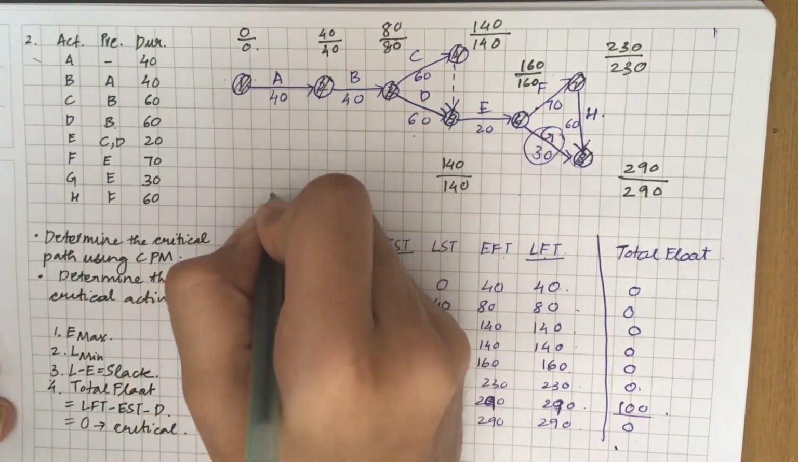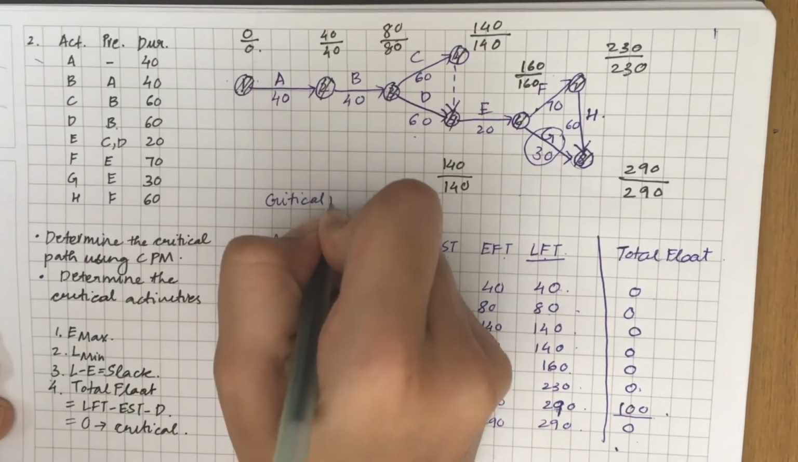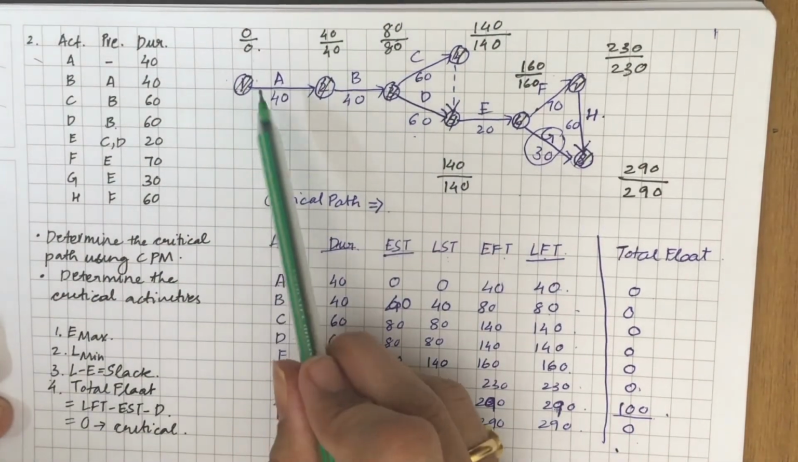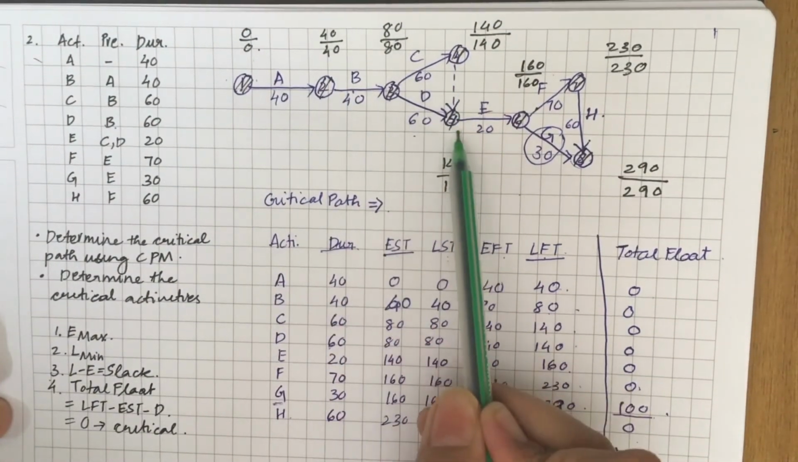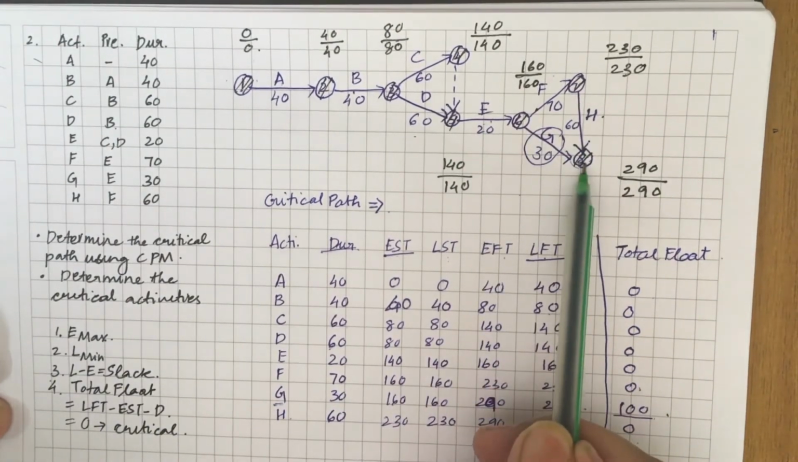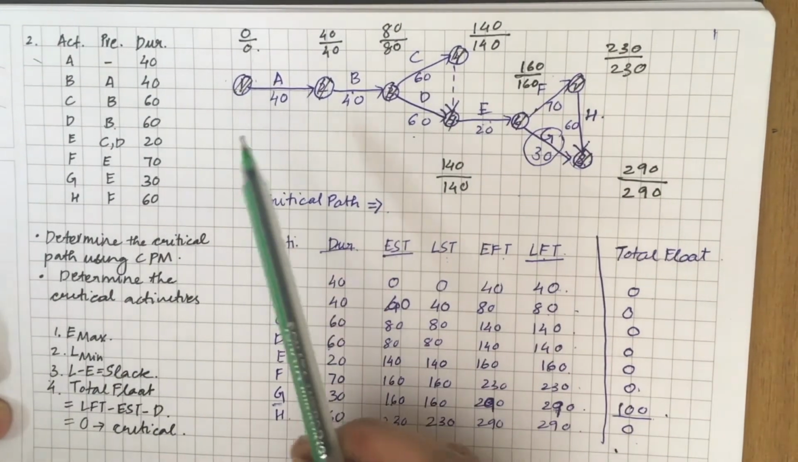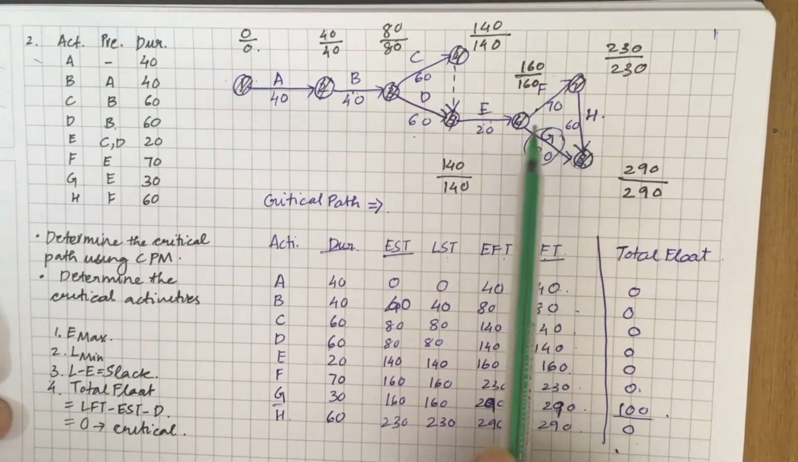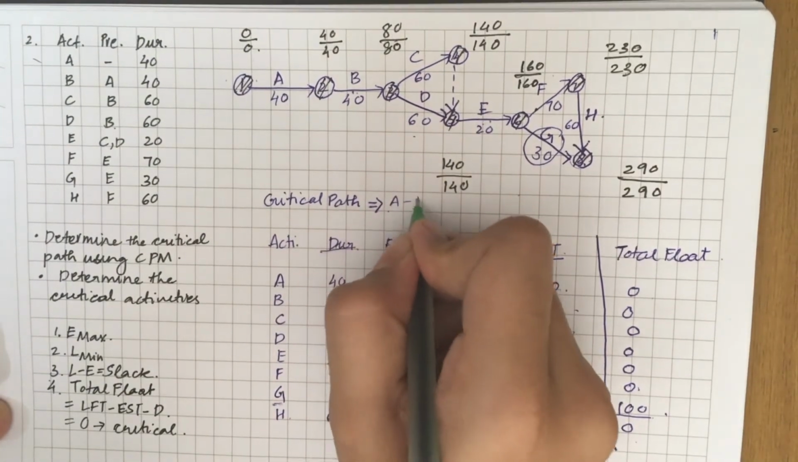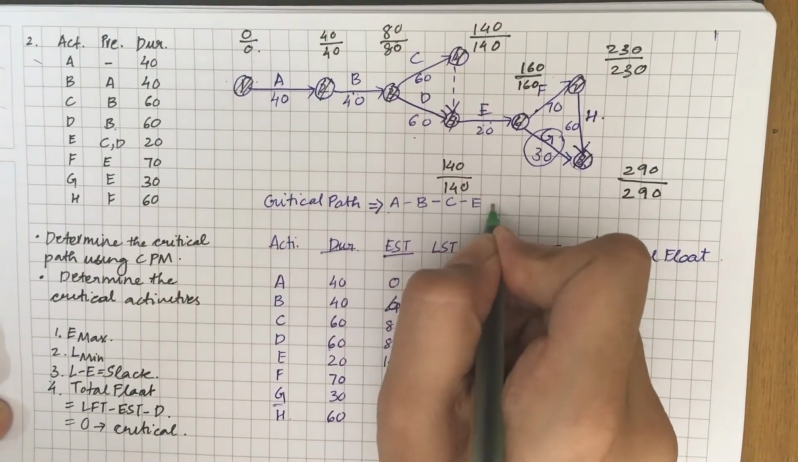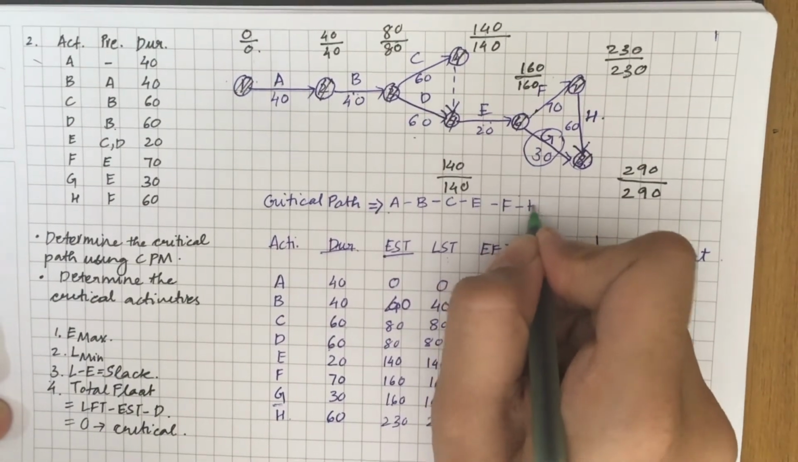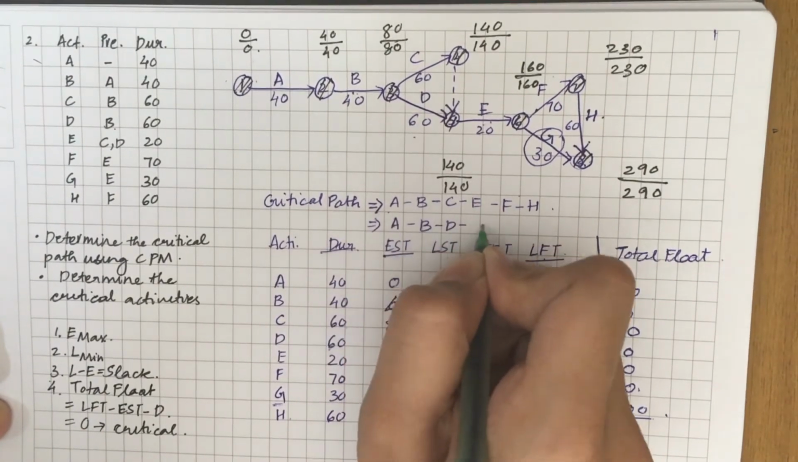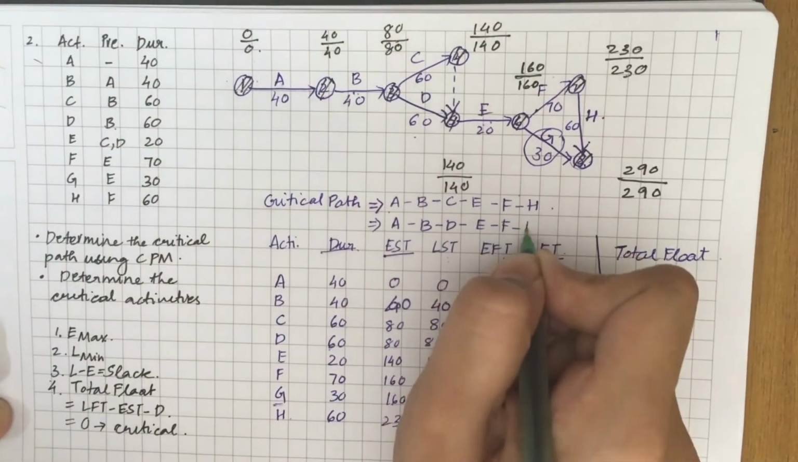It's very simple to determine the critical path. So your critical path is A, B, C, E, F and H. There are two critical paths. The second is A, B, D, E, F and H.